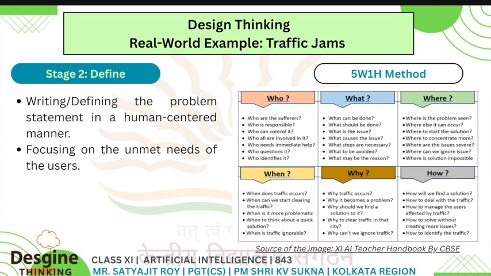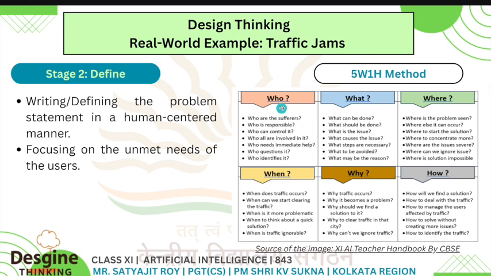Now, moving on to the second stage, that is stage two, define. So once you have gathered all the details about the user's expectations, then you can start writing or defining the problem statement in a human-centered manner while focusing on the unmet needs of the users. And in this stage, we use something called the 5W1H method so that we can better identify the problem. So here we ask six questions. First question starts with W and the last question starts with H. That is why it is called 5W1H.